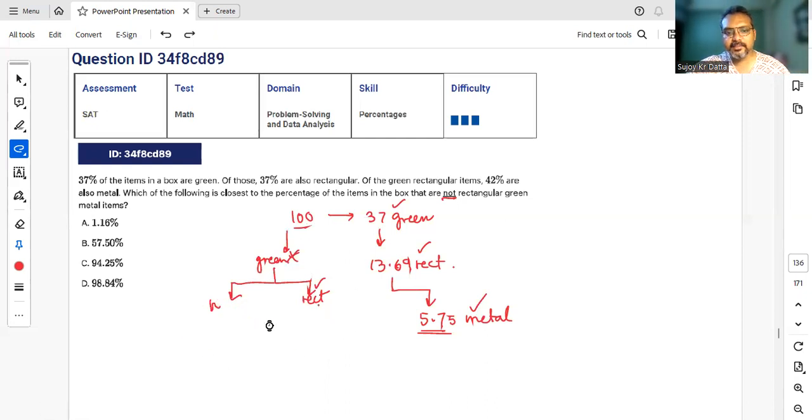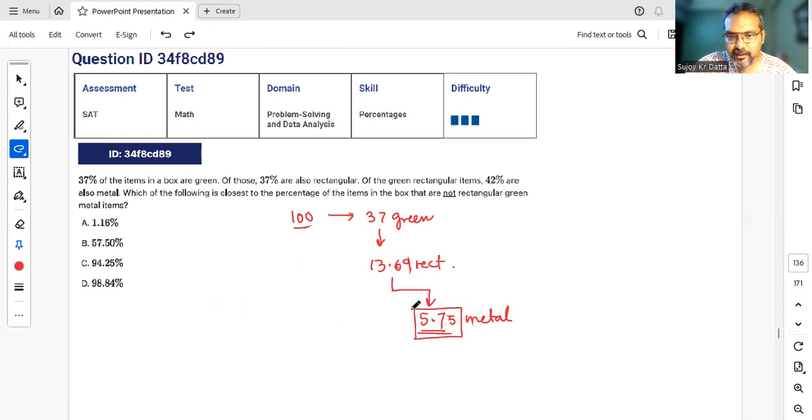So basically what we just need to do is, since we have already calculated 5.75 to be the ones which are rectangular green metal, how many are not would simply be 100 minus this. So the answer is 100 minus 5.75. So that would be 94.25%. That is option C. Okay. So I hope this is clear.